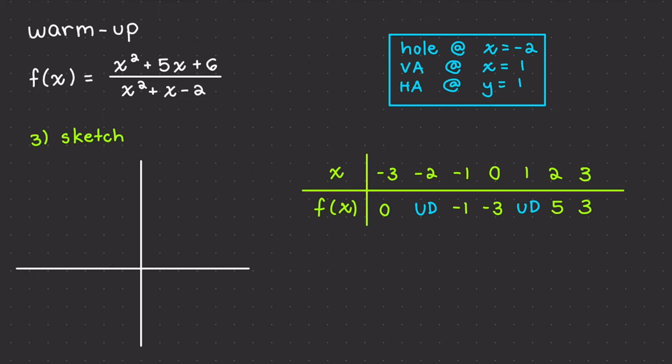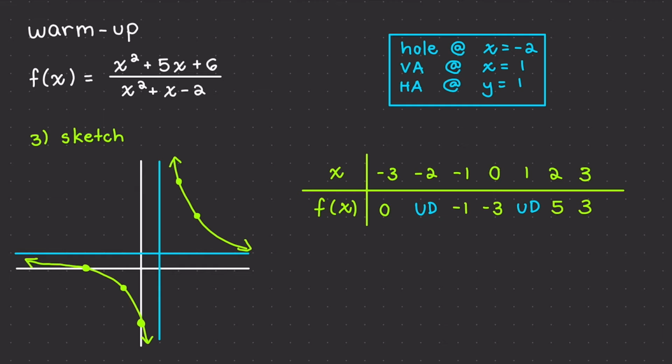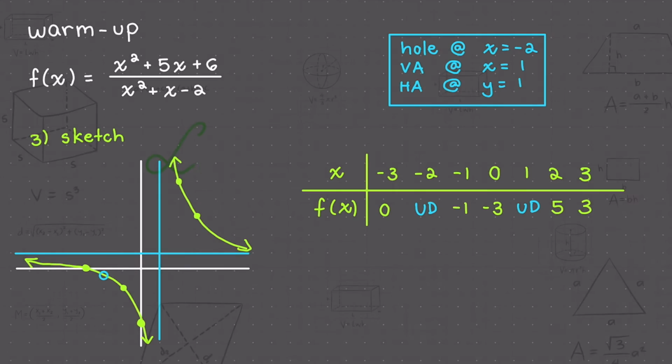So let's draw in the asymptotes now. We have a horizontal asymptote at y equals 1, and then we have a vertical asymptote at x equals 1. Now we can add the points from the graph starting at x equals negative 3. Now we can just connect the dots, and we have a beautiful looking sketch. Now that we have a rough sketch, we can add in the hole. A hole is denoted by an open circle, and I just added it where x equals negative 2.